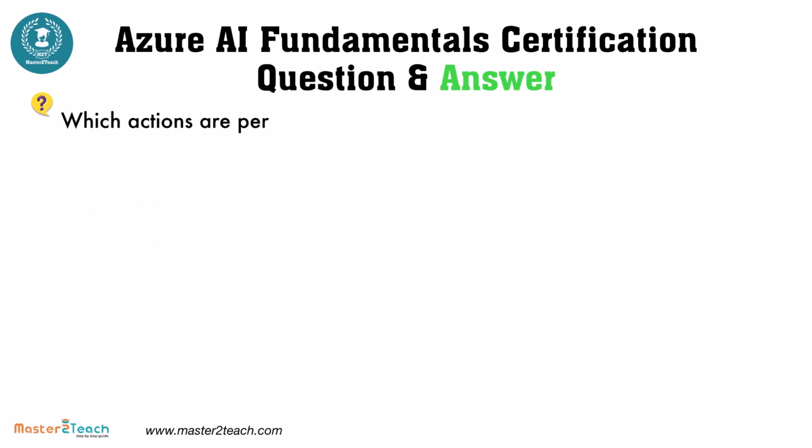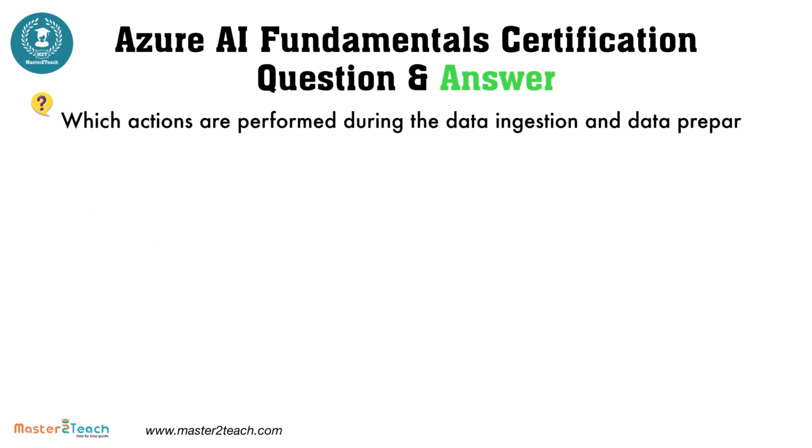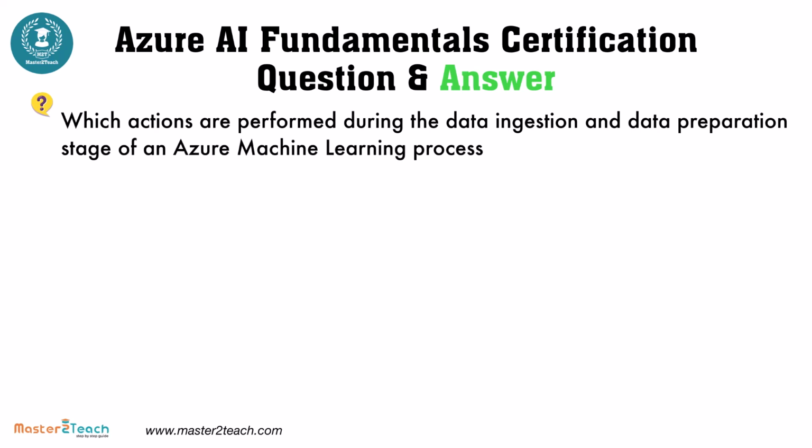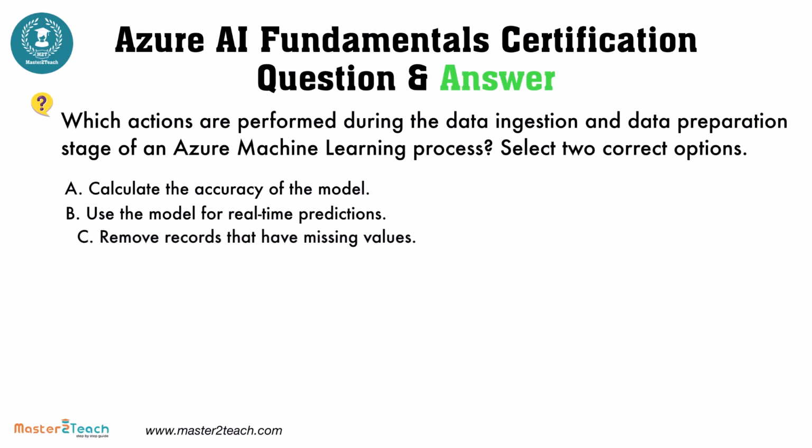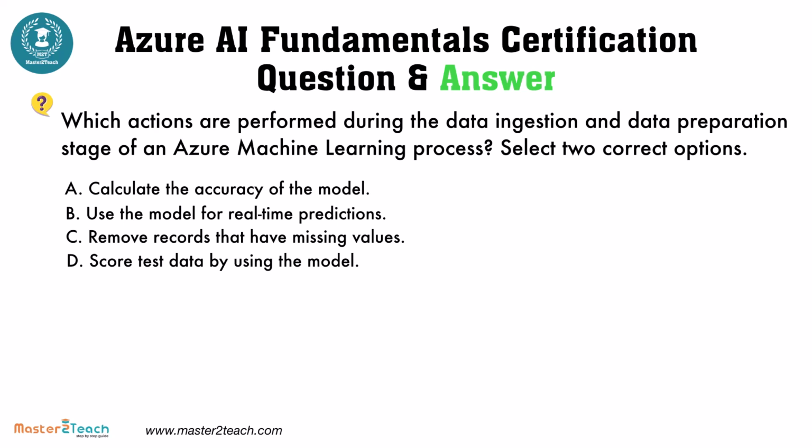Which actions are performed during the data ingestion and data preparation stage of an Azure machine learning process? Select two correct options. The options are A. Calculate the accuracy of the model, B. Use the model for real-time predictions, C. Remove records that have missing values, D. Score test data by using the model, E. Combine multiple data sets.